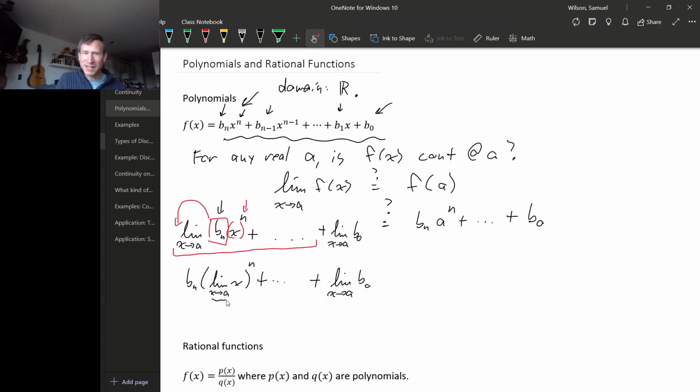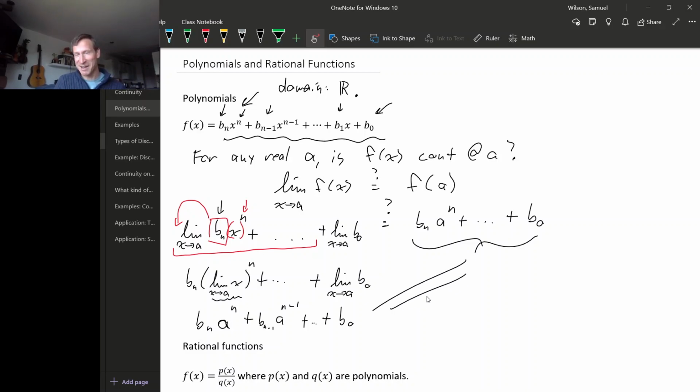And now this limit is one that we know. That's just a. So this is b sub n, a to the n, plus the same thing will happen in the n minus 1 term. So we'll get b sub n minus 1, a to the n minus 1, and so on, all the way down to this last one, the limit of b sub 0. Remember, b sub 0 is just a constant, so that's b sub 0. And we were going to check, is it the same as this? Yes, those are the same.